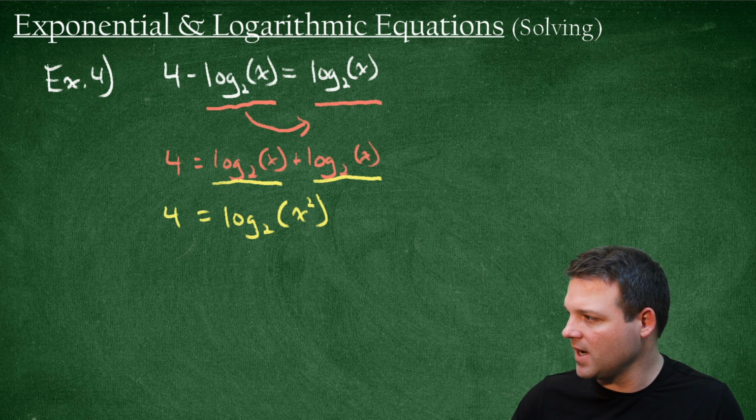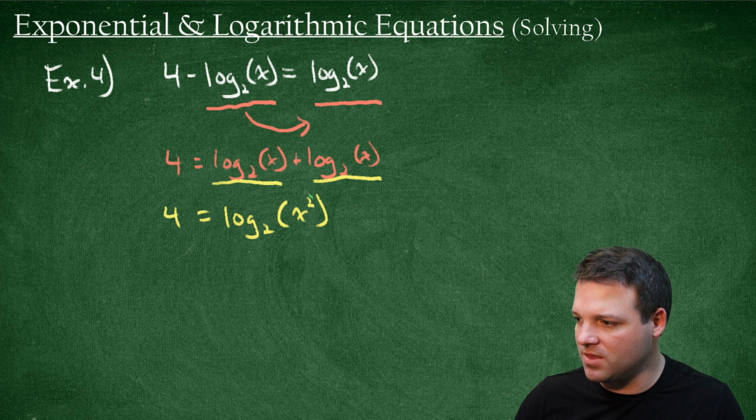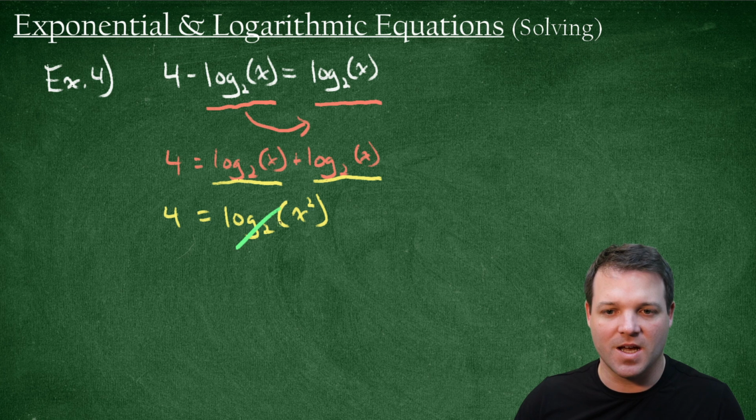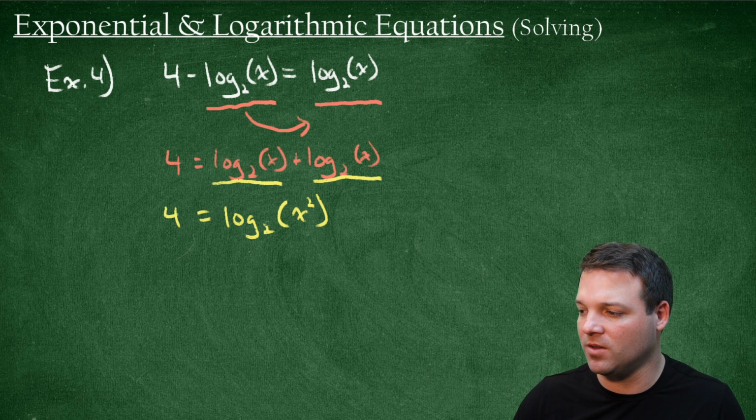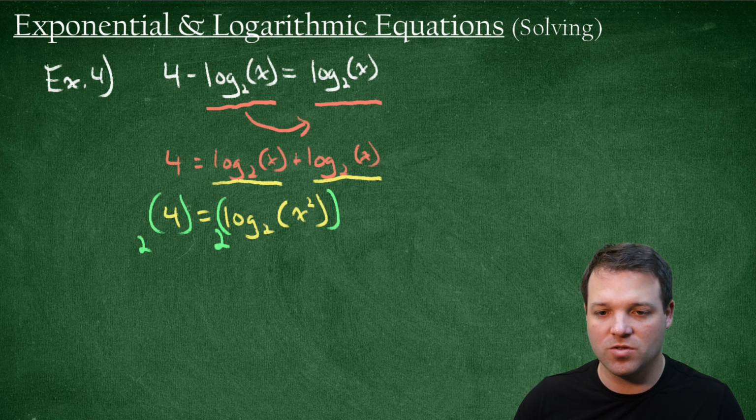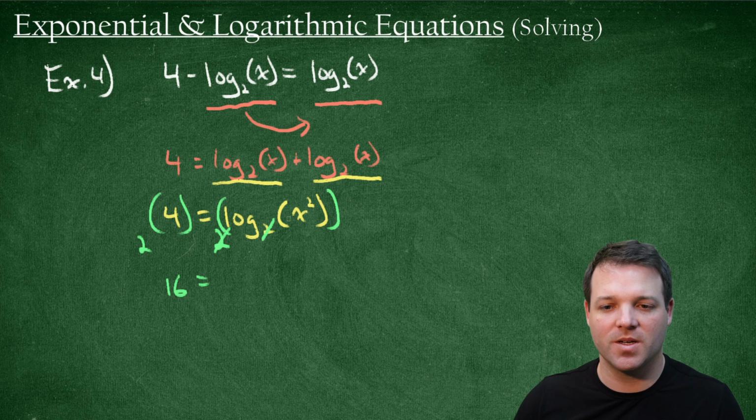Now what I want to do is get this x squared out of here. So I want to remove this complicated thing, this log base 2. I'm going to take 2 to the power of both sides, right? The opposite of log base 2 is 2 to the power of, so I have to do it to both sides. On the left-hand side, 2 to the 4th power is 2 times 2 times 2 times 2, which is 16. And over here, the exponentiation and log base 2 cancel out, and that lets this pop out as x squared.